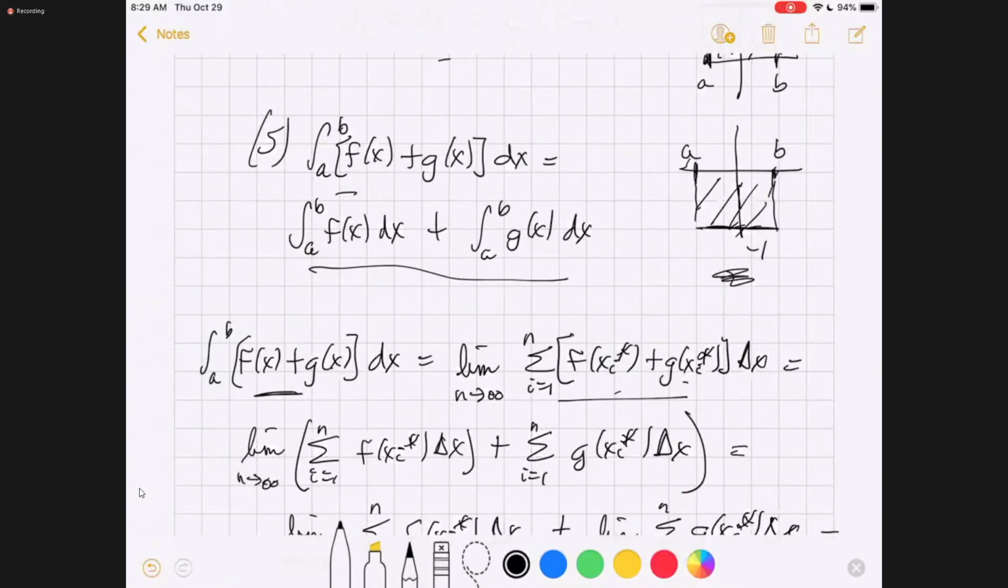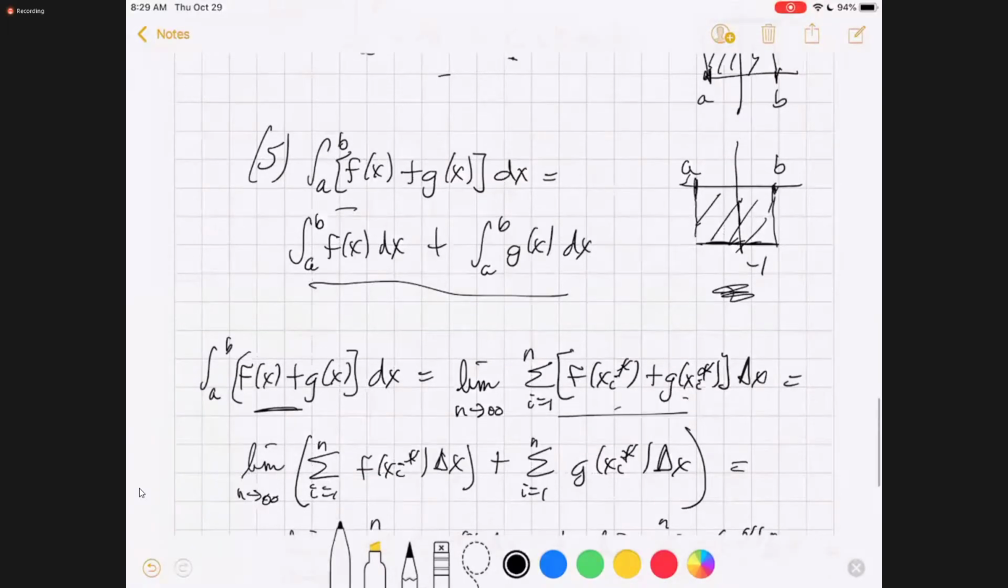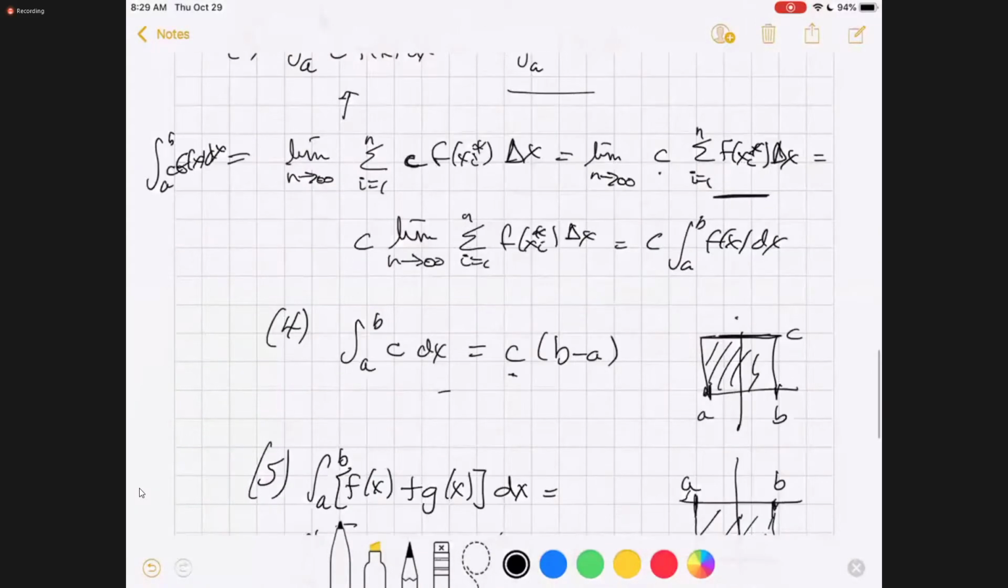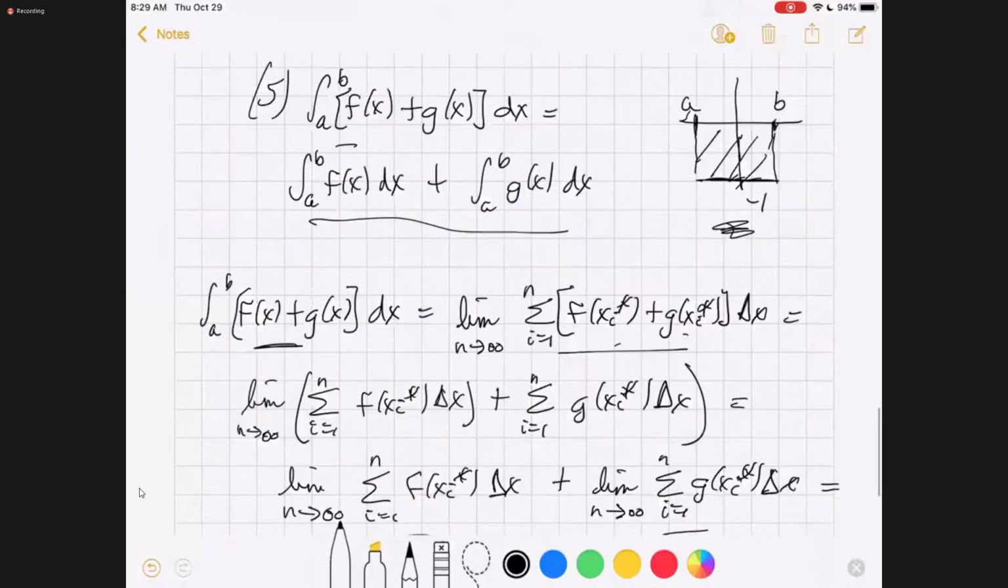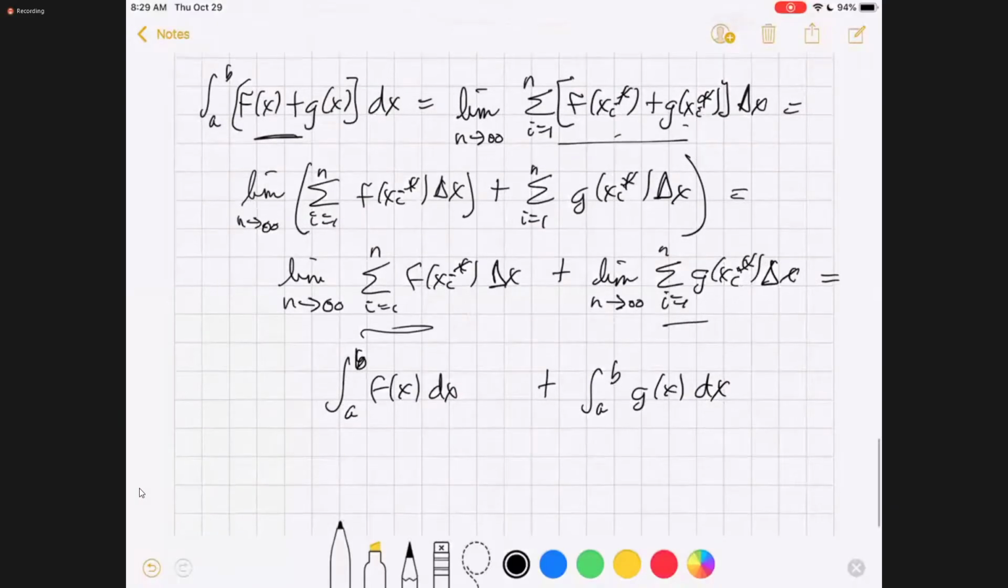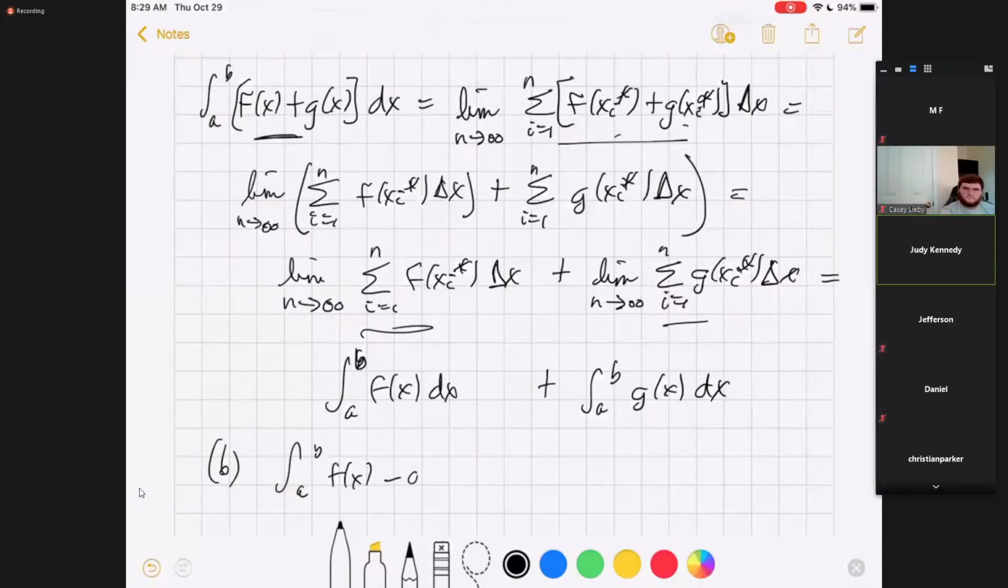And then if you take rule number 5 and rule number 3 together, it's going to follow that. What was I up to? Rule 6. The integral from a to b of f of x minus g of x is equal to the integral from a to b of f of x dx minus the integral from a to b of g of x dx.